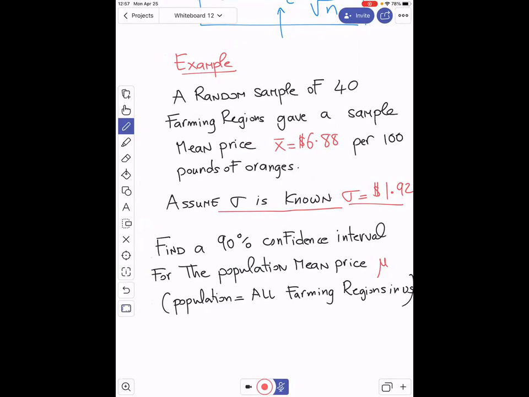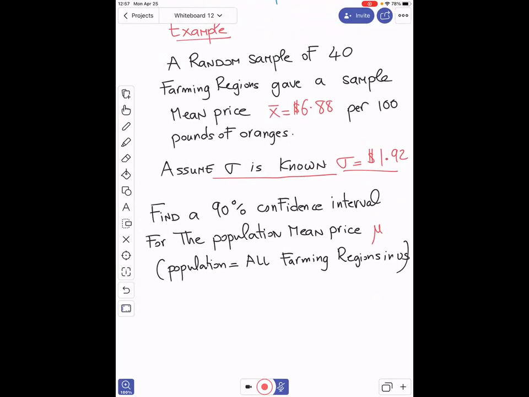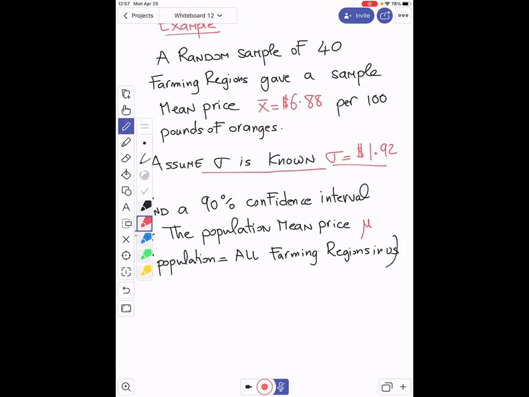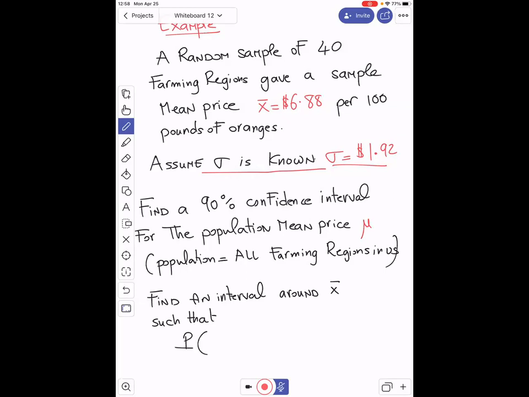First, let me explain what we mean by this 90% confidence interval. I want to estimate the population mean price, so I want to find an interval around X bar, the sample mean, because X bar is known. The probability that the population mean is in the interval X bar minus E, X bar plus E is equal to C. The C here, the confidence level, is 90%.